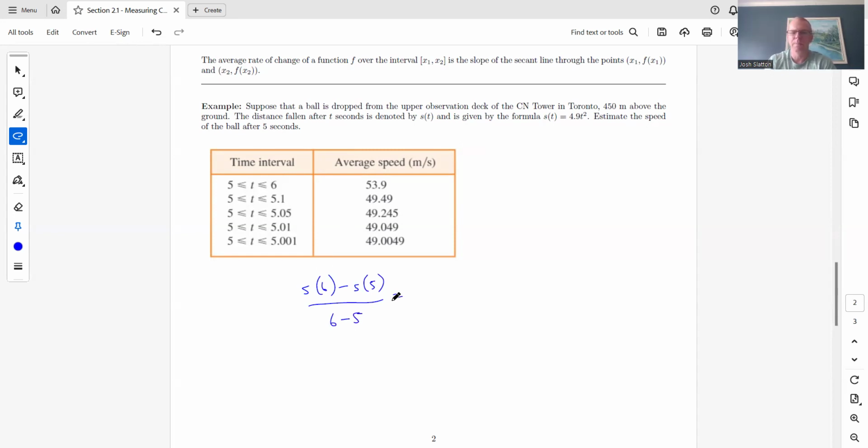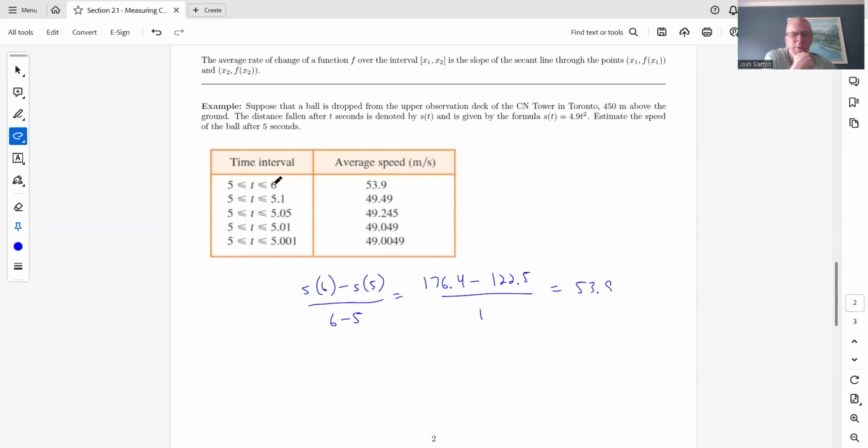So we plug 6 into the formula and we get 176.4. Then we plug 5 into the formula and we get 122.5. And then, of course, the bottom is 1. We subtract those, and we get 53.9, which is what we have there. You could test these out and see that we get these.